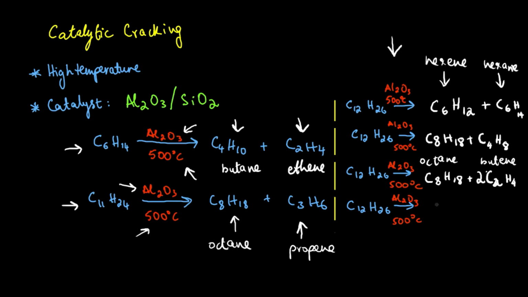And then the last type that I would produce from this is a 7 carbon alkane and a 5 carbon alkene. So this entire example is just to show you that the same long carbon chained alkane can be cracked to form different types of products, whichever is required in demand.